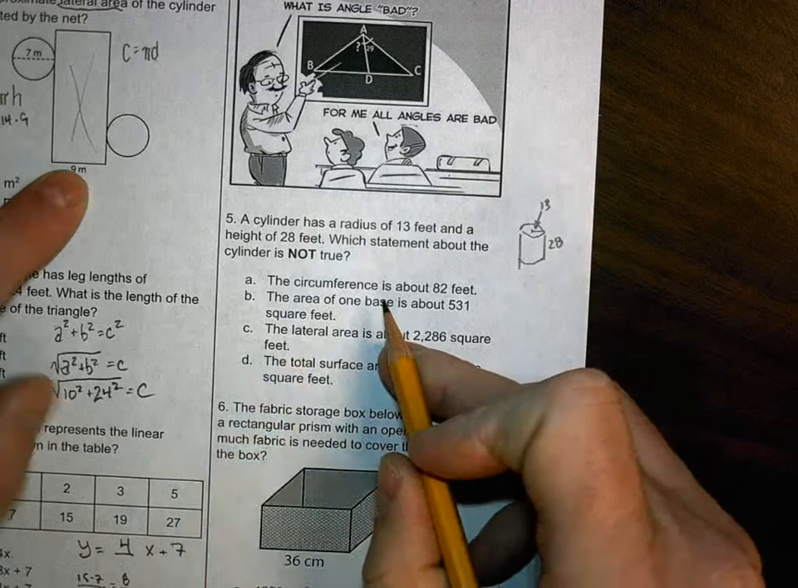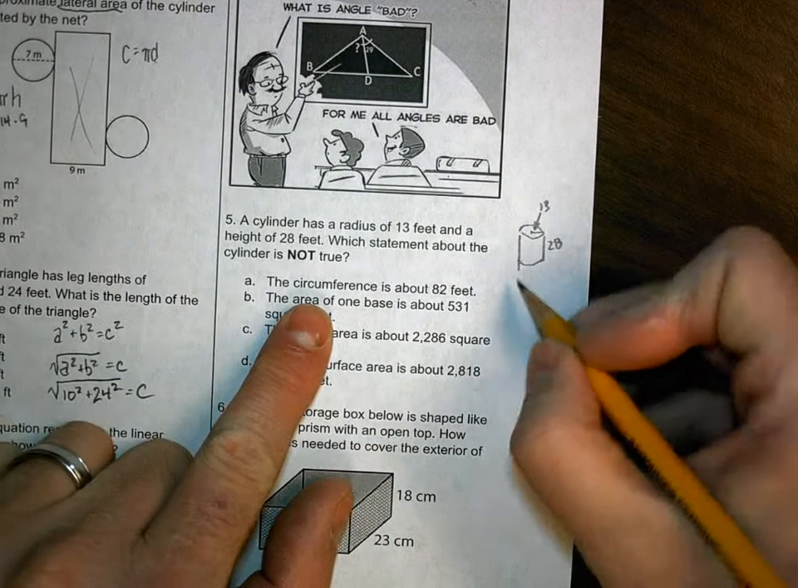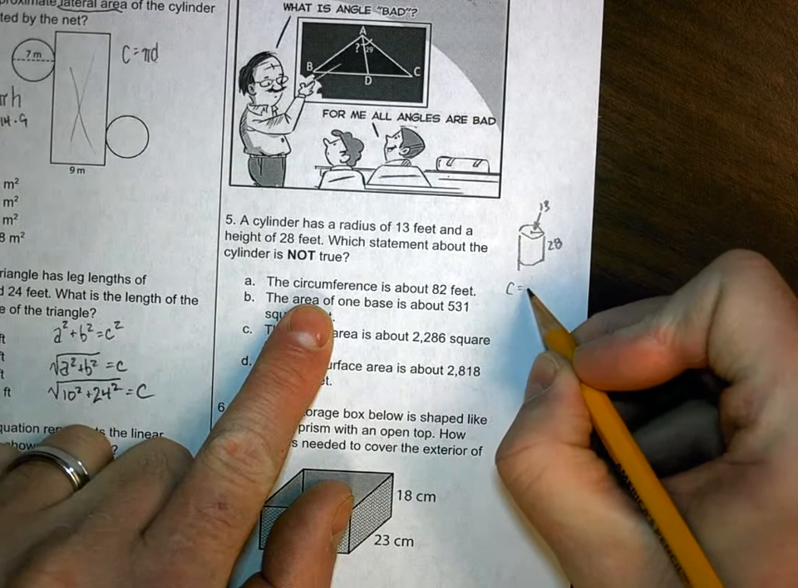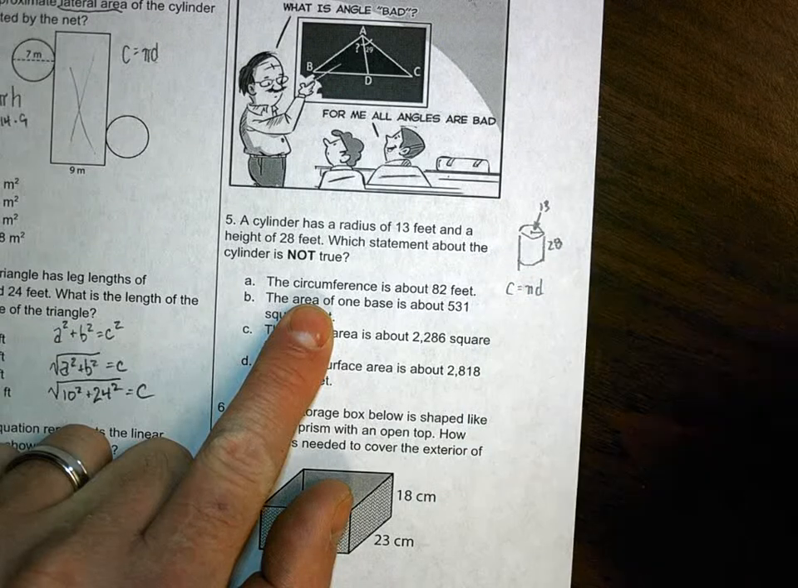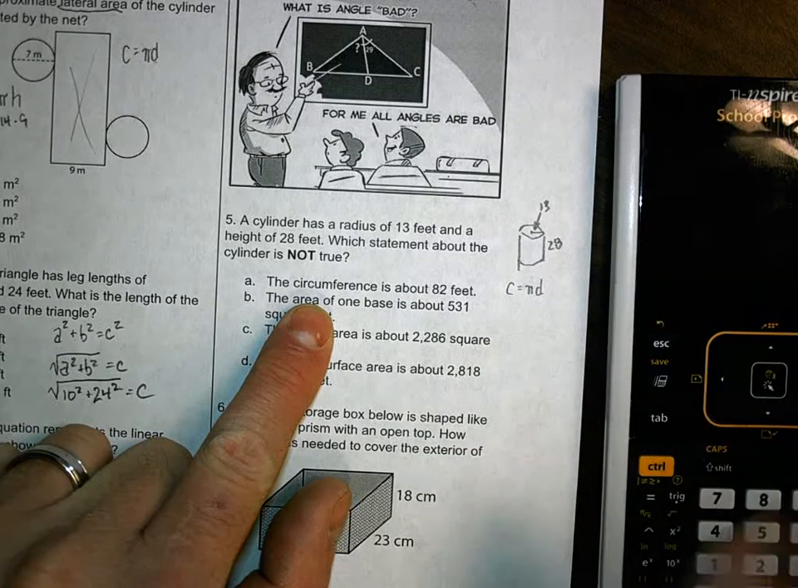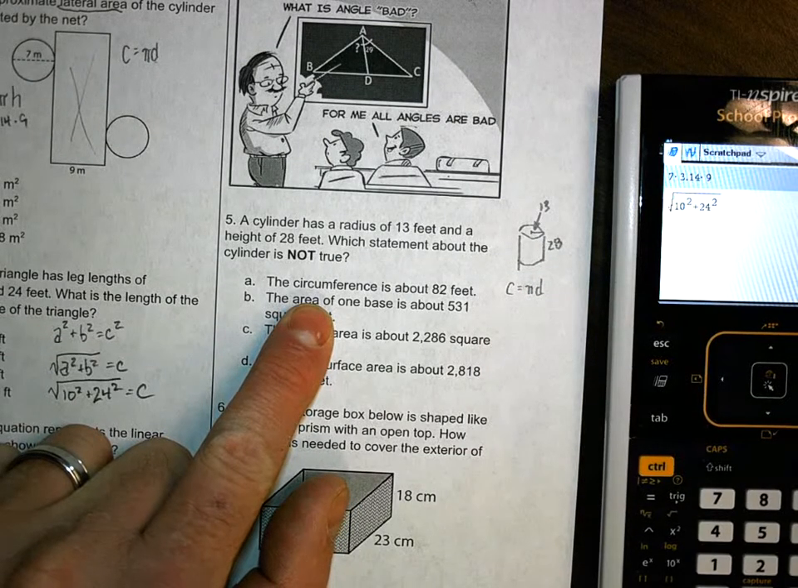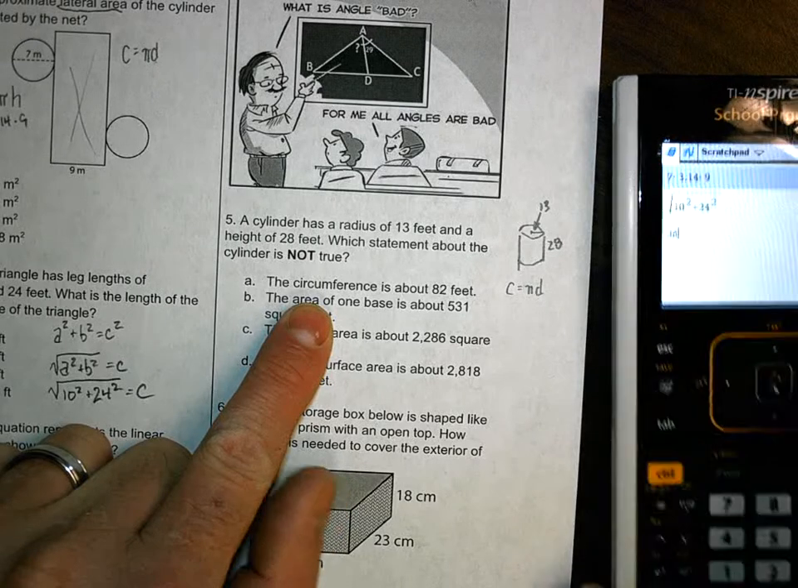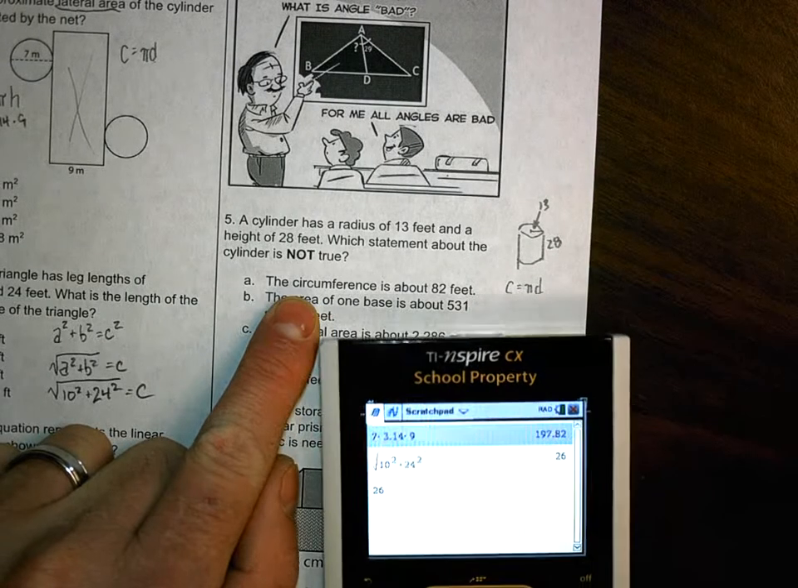The first one says the circumference is about 82 feet. So we know that circumference equals pi d. I know that the radius is 13, so 2 times that is 26. And I have the calculator over here, but you probably can't see it.